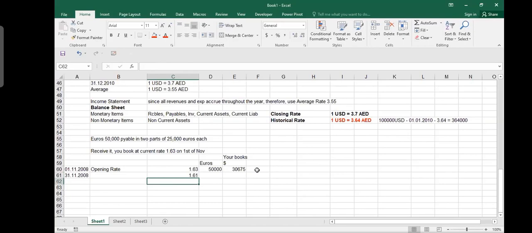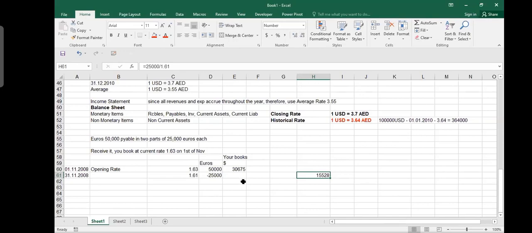You have to pay euros. You don't have to pay dollars. This is your total liability. You are not going to pay half of this. You have to pay half of this because you pay 25,000 euros. And 25,000 euros, how much does it make? If I convert 25,000 euros at 1.61, I am paying 15,527 or 15,528. Do you understand?